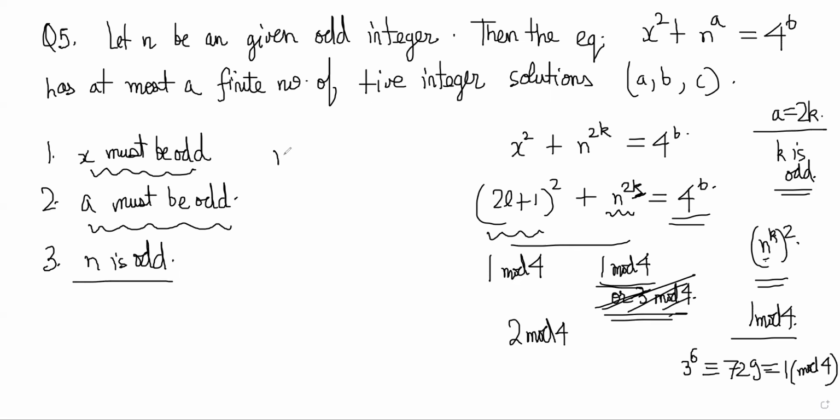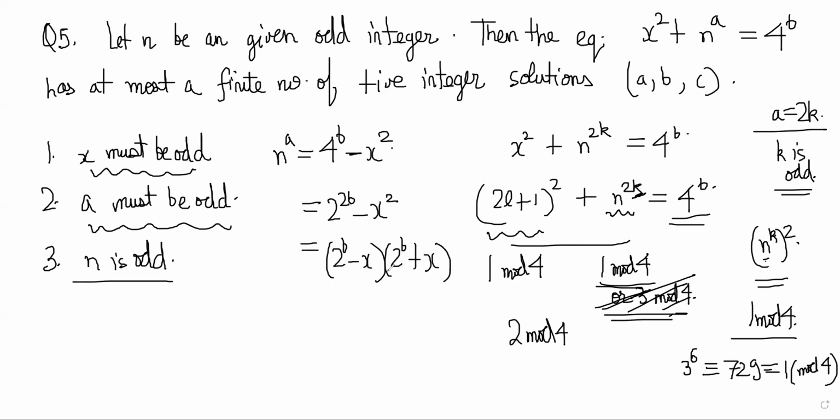Great. So now we can rewrite n power a as 4 power b minus x square, and 4 power b is 2 power 2b minus x square. So we can rewrite that as 2 power b minus x and 2 power b plus x, right? That is n power a.